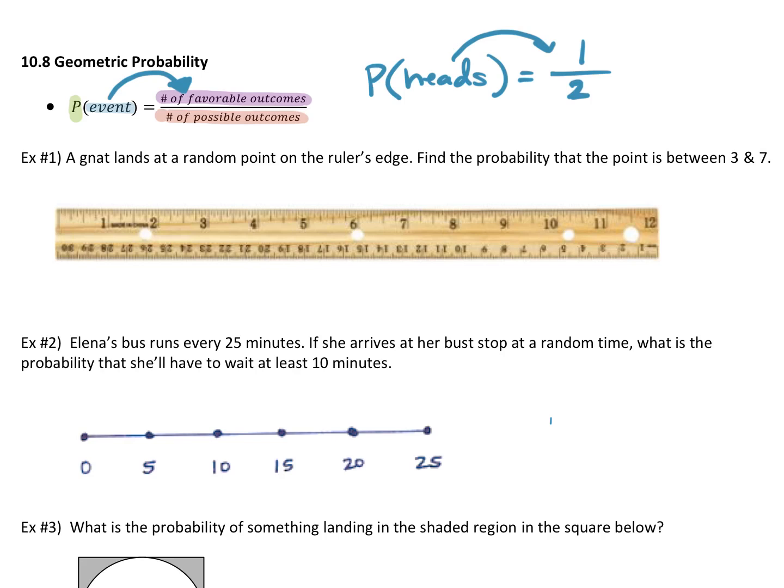So if we're saying the probability of some event is your favorable over your possible, just remember favorable is the thing that is here, right? This is your favorable. The event that you're trying to get to happen is your favorable number, okay?